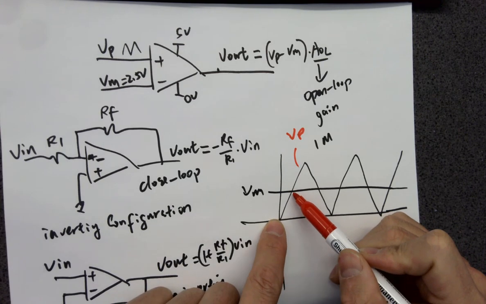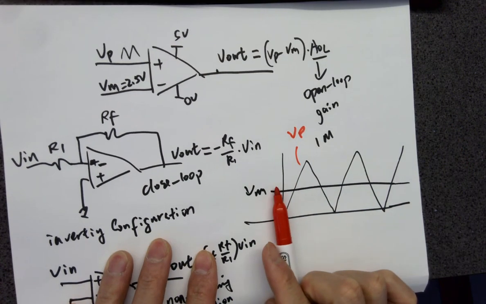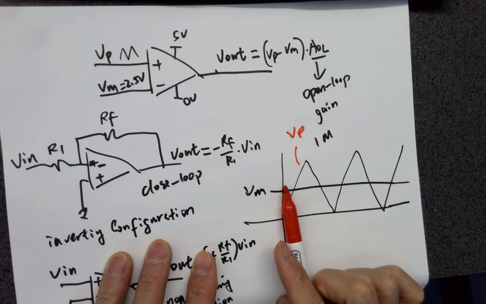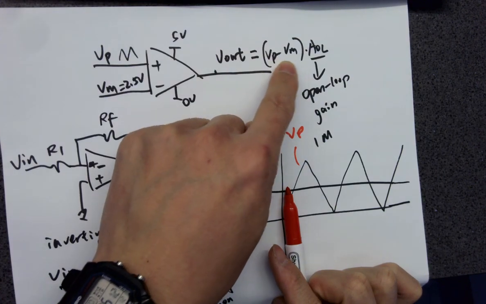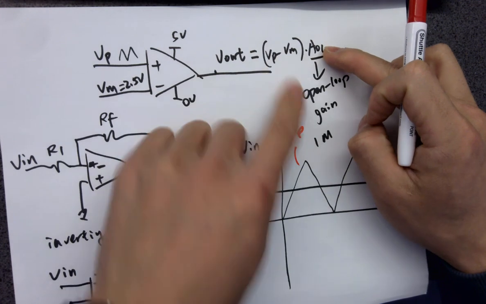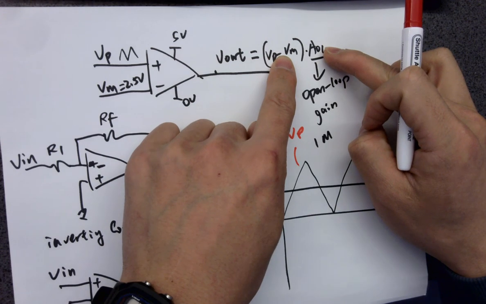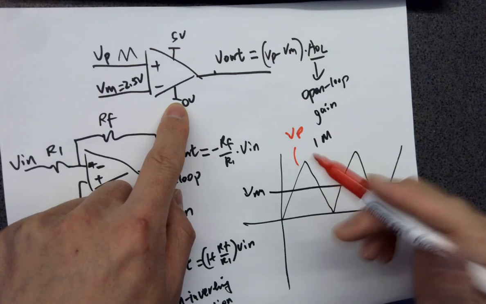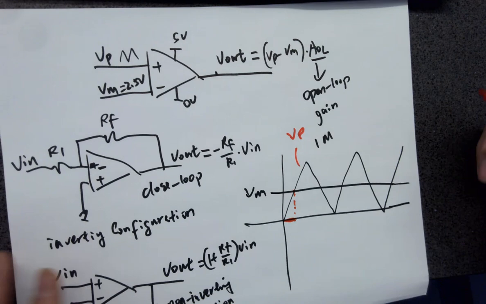Which one's larger? For this period, VP or VM? VM is larger, okay? If you plug it into this equation, what's gonna happen? So this will be a negative number, right? So negative number times this huge gain, you're getting like a negative 1 million. Is that possible? No. So what's the lowest potential in the circuit? 0. So it's gonna saturate at 0 for this period. So that's the output, that's VL, okay?